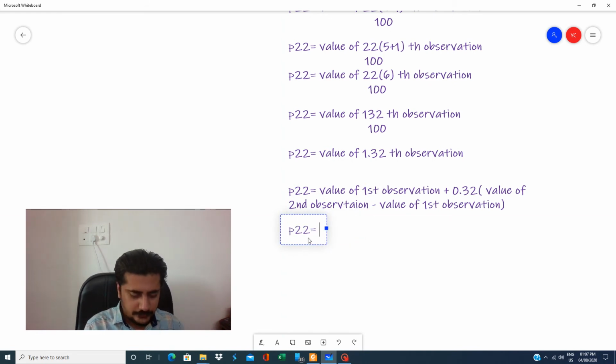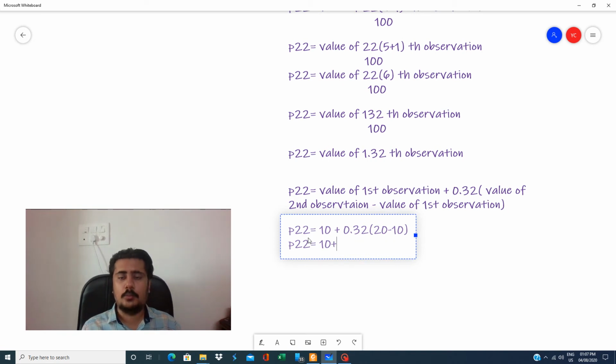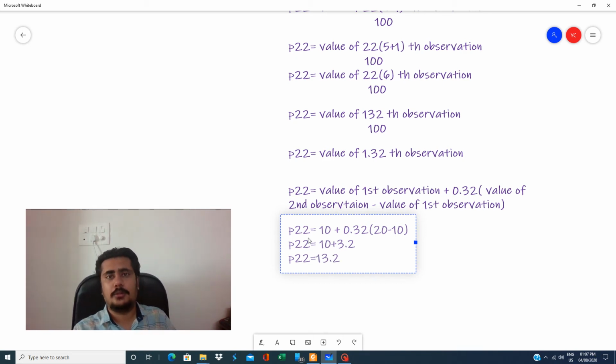So now what is value of first observation? We have taken observations in sequence. So first would be 10. 0.32 into 20 minus 10. Second would be 20. Okay. So P22 is equal to 10 plus, now 0.32 into 10 is 3. So P22 is equal to 13 point. Okay, so this is P22.